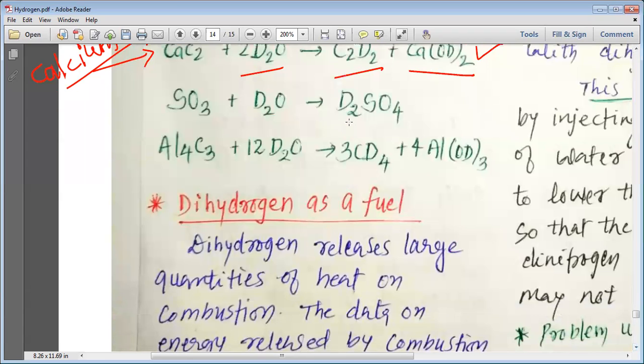In the same way, my dear students, as good as H2O, we can have heavy sulfuric acid, and this heavy sulfuric acid is prepared by allowing D2O to react with sulfur trioxide.